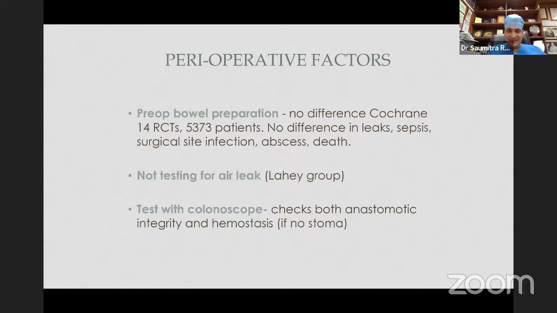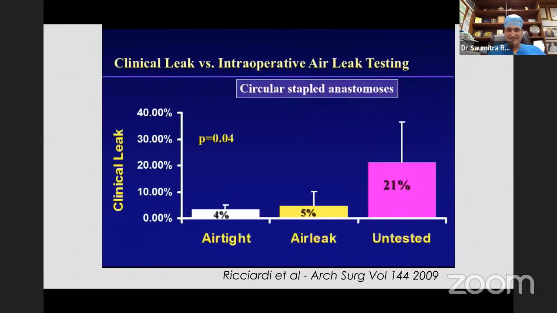Not testing for air leak increases your chances of anastomotic leak, which I will show you here. Once you have checked it, and if it is airtight, the chance of leak is 4%. If there is an air leak and you close it at the time of surgery, it is 5%. And if it is untested, the chance of anastomotic leak in one of the studies has been shown to be 21%.